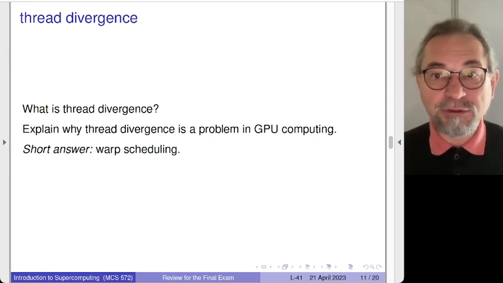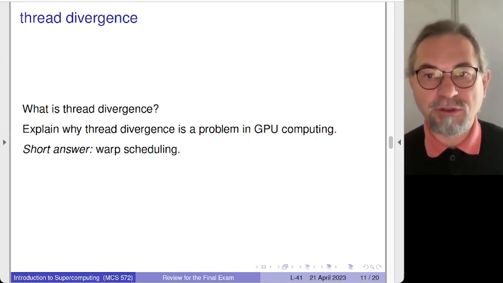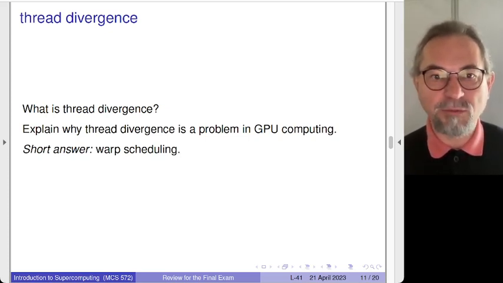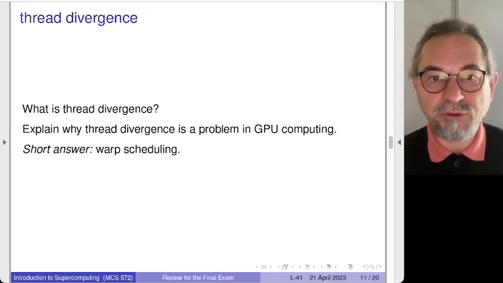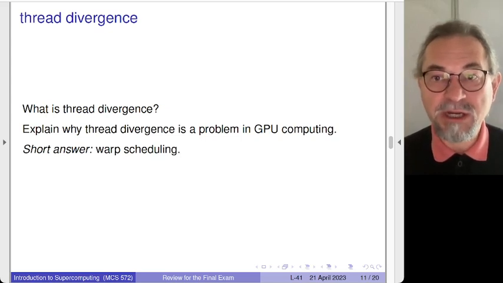Okay, what's the notion of thread divergence? The prelim, by the way, is also closed book. So in some sense, I do not want to trivialize the prelim. One needs to know many, many concepts, and here I'm only hammering the most important concepts. What is thread divergence? Explain why it's a problem with GPUs. Well, the short answer is warps.